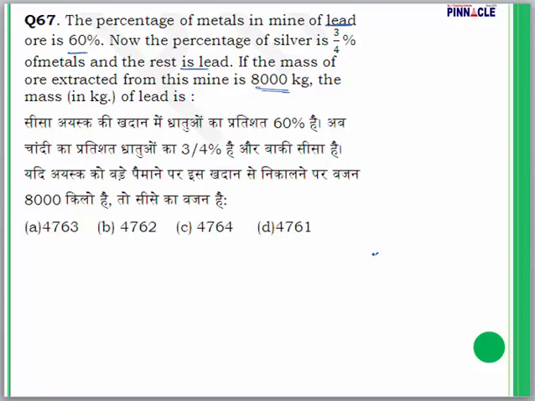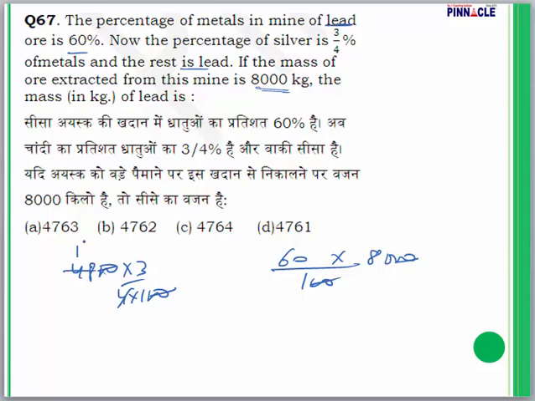If the mass of the ore extracted from this mine is 8000 kilogram, then what would be the mass of lead? It means 8000 is the ore from this mine, then 60% of this is lead ore. In other words, 4800, but here 3/4% is silver metal. 3/4% in other words is 36 silver, then the remaining would be 4800 minus 36. 4764 should be the answer.